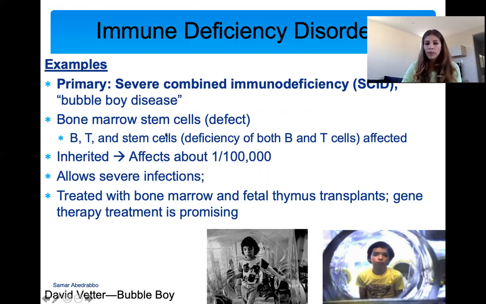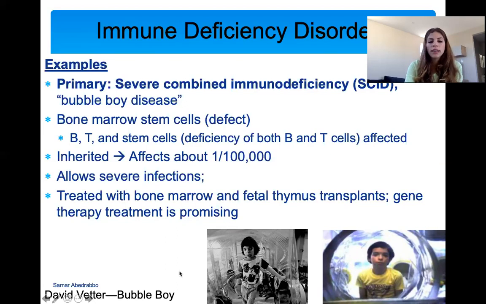Remember, the bone marrow is where blood cells are formed. And so if you have a deficiency of B cells and T cells, this can be very fatal to someone. And this is inherited because it's a primary immunodeficiency. You get very severe infections, and the way to treat it is to give someone a bone marrow and fetal thymus transplant. Remember, the thymus is where T cells mature. So this is where we do transplants with bone marrow.